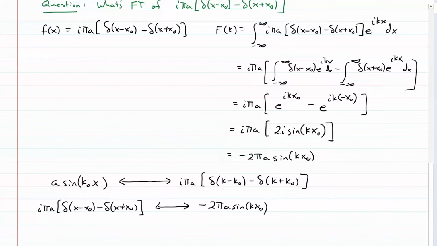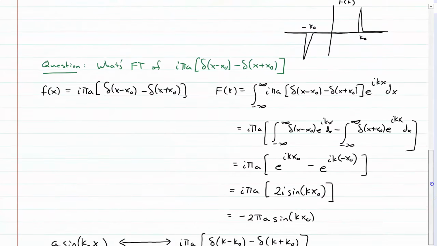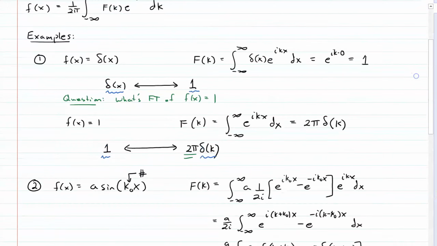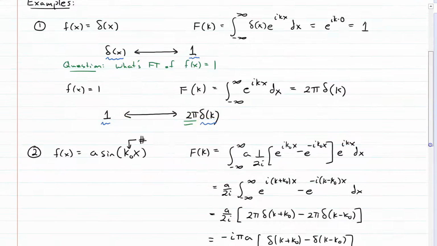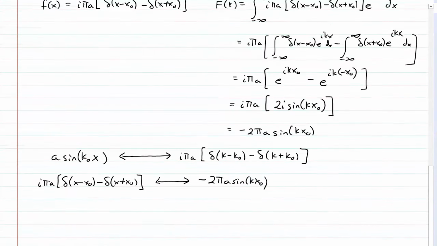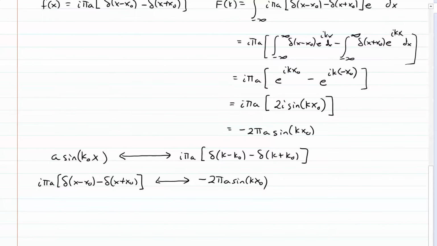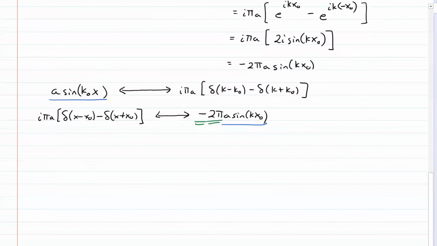Okay, so you're seeing now we did two examples, right? The first example, we had delta of x and 1, and then we had 1 and 2 pi delta of k. So the difference was the factor of 2 pi there. In the second example, if I compare those two, I've got this a sine k0x matching this a sine k x0, and there's a factor of 2 pi in front again, with a minus sign. Okay, so the minus sign is there in the second one, but not in the first one. So you're kind of hopefully noticing a pattern here.